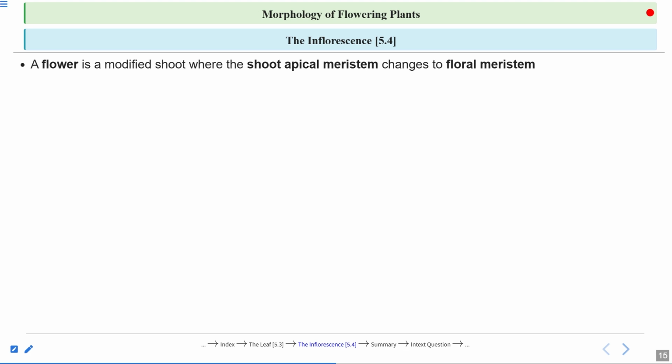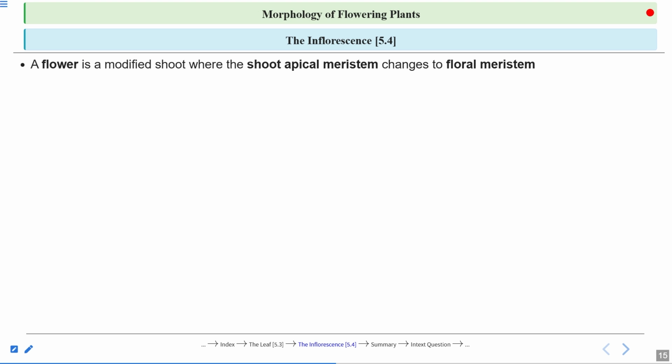Okay. Now let's discuss what a flower is. The flower is a modified shoot. Remember this. What is a flower? A flower is a modified shoot, where the shoot apical meristem changes to floral meristem. So what happens here is that when the plant enters the reproductive phase, the shoot apical meristem changes into floral meristem. And this floral meristem gives rise to the flower.